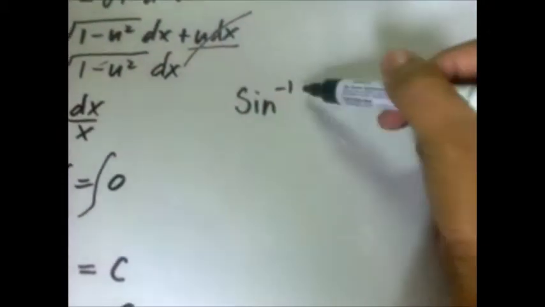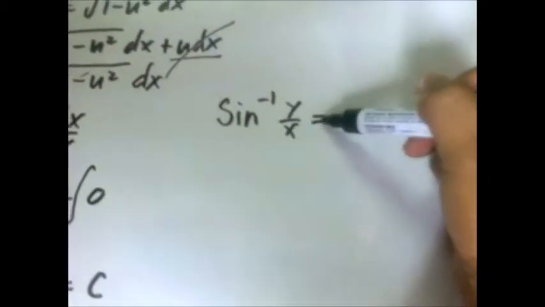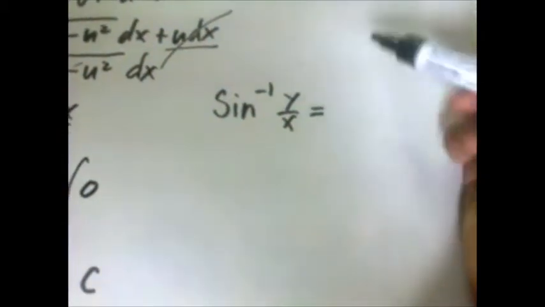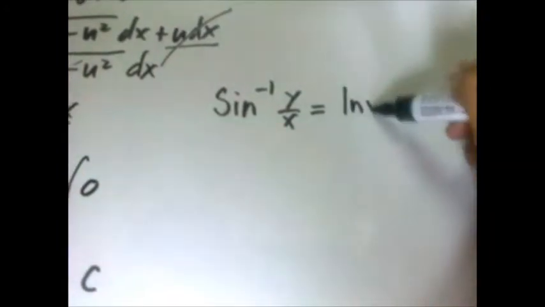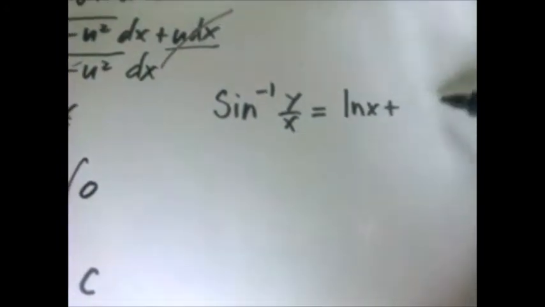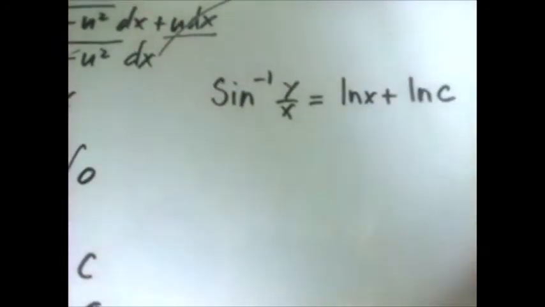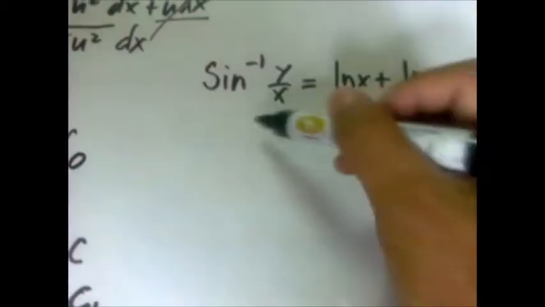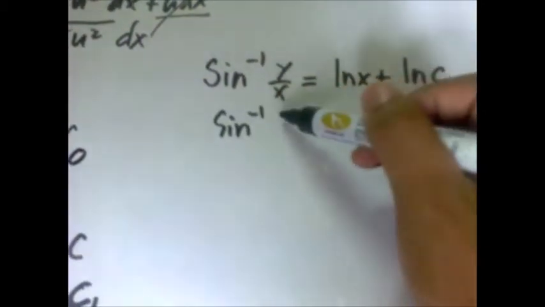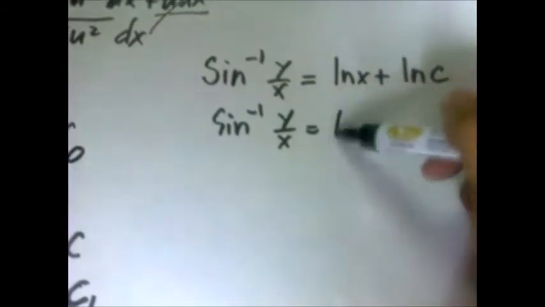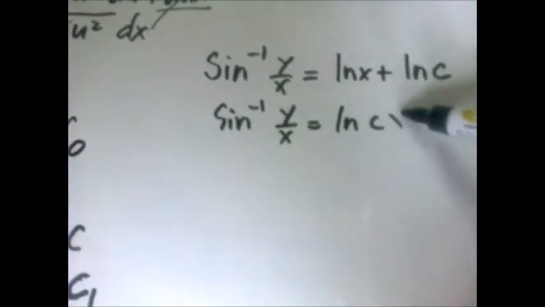So arcsine of y over x is equal to, I have to transfer the ln x to the right side, so it becomes ln x plus c1, which is a constant and we can change that into ln c, or any other form, because it is constant. So with the principle of addition of ln, sine inverse of y over x is equal to ln cx.